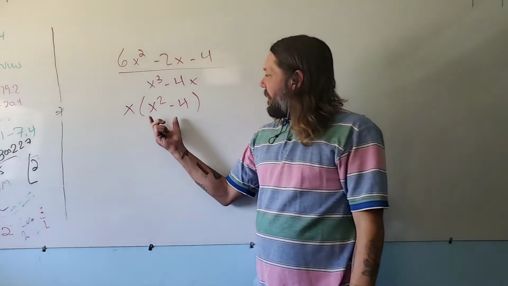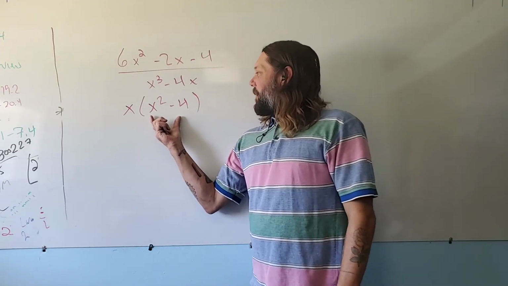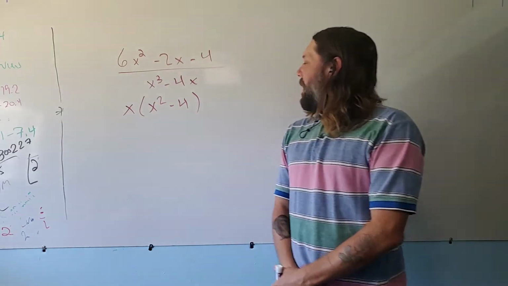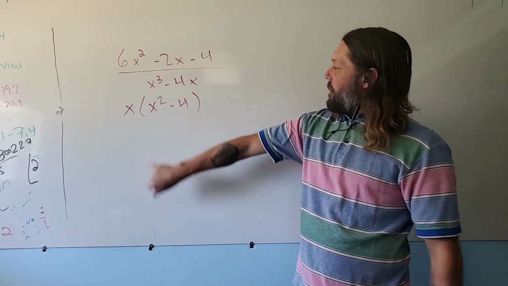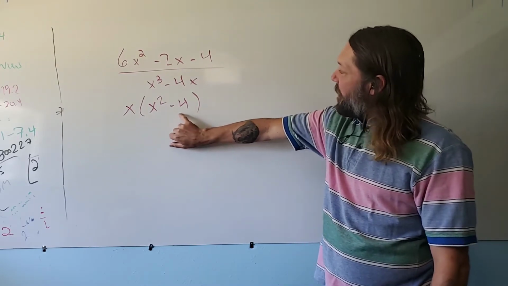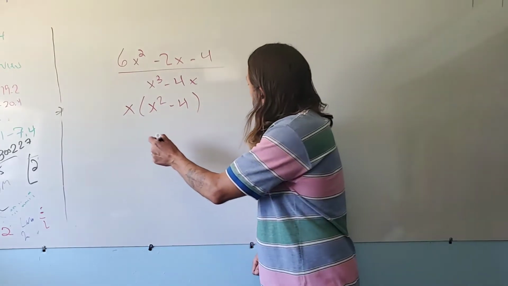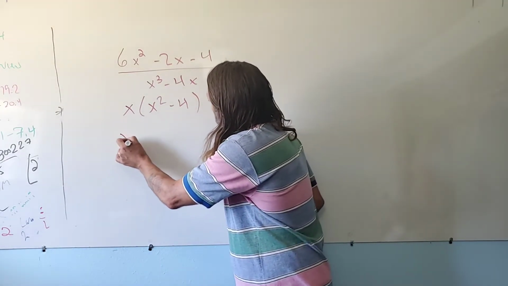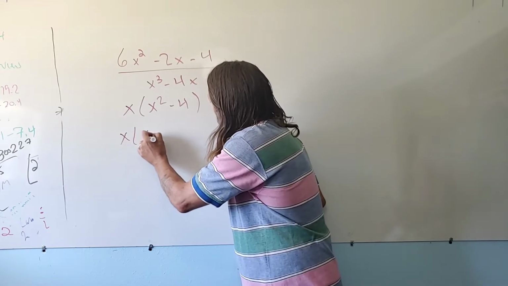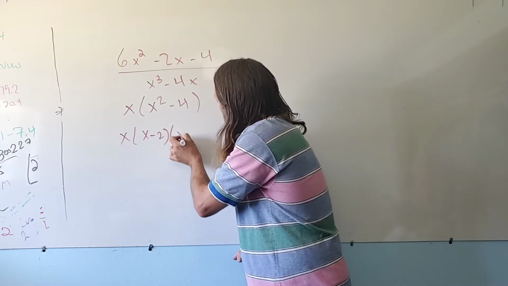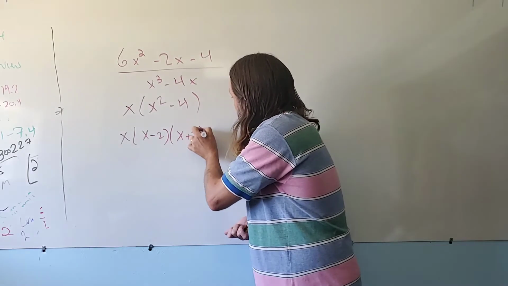Alright. I can factor this by using an A times C method. And this is actually the difference of squares. So remember, conjugates are the factors for difference of squares. So the denominator itself actually factors to x, x minus 2, and x plus 2.